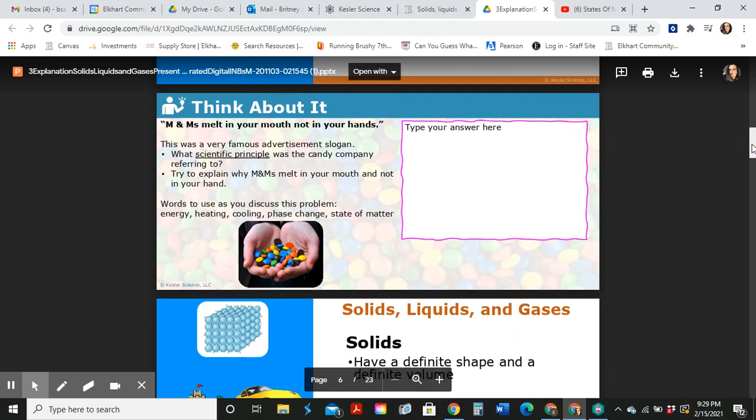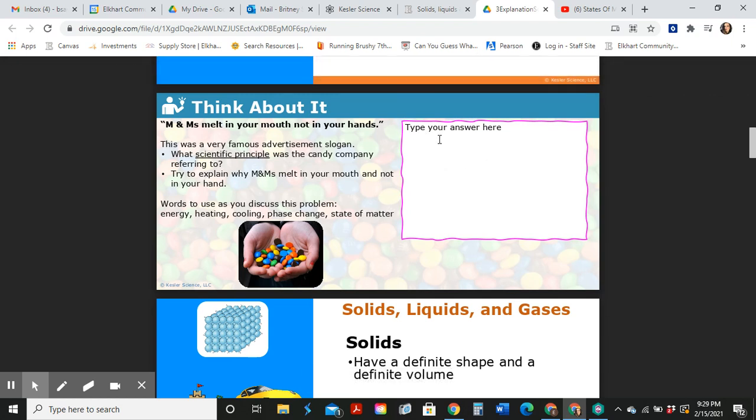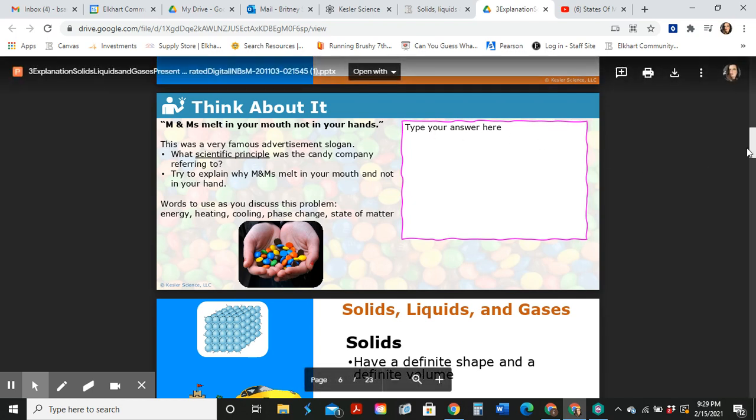M&Ms melt in your mouth, not in your hands. This is a very famous advertisement slogan. What scientific principle can the candy company be referring to? Try to explain why M&Ms melt in your mouth and not in your hands. Use words to use when you discuss this problem: energy, heating, cooling, phase change, and state of matter. So you're going to give me 3 to 5 sentences that describes what is happening, what's the difference between M&Ms in your hands versus in your mouth.